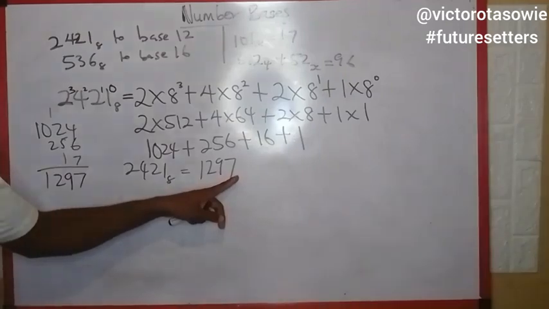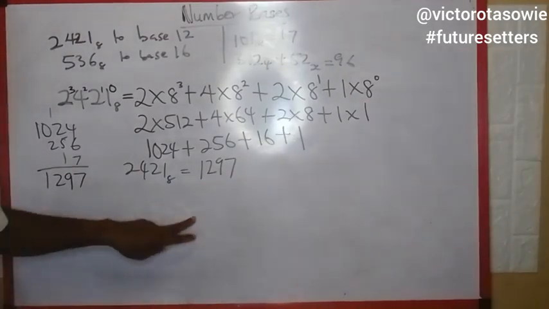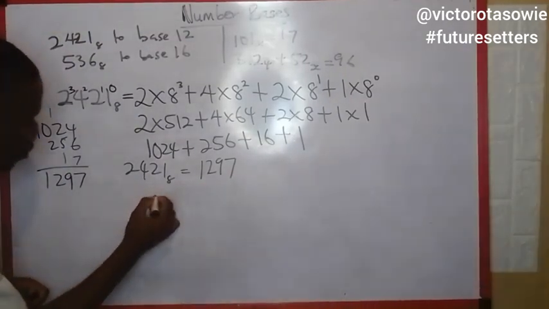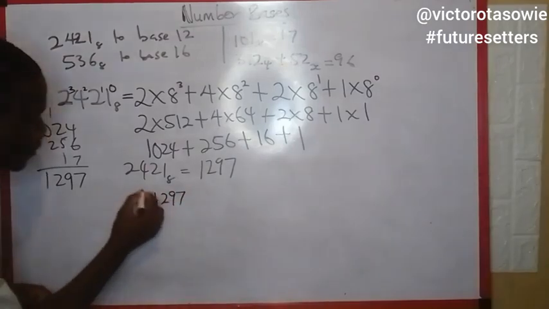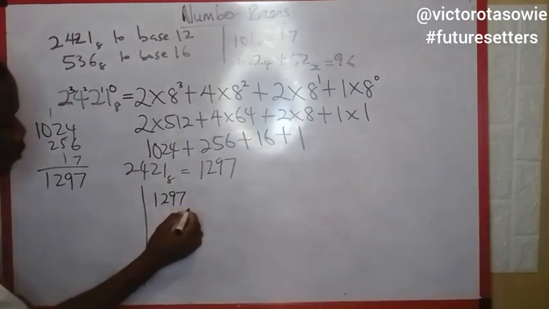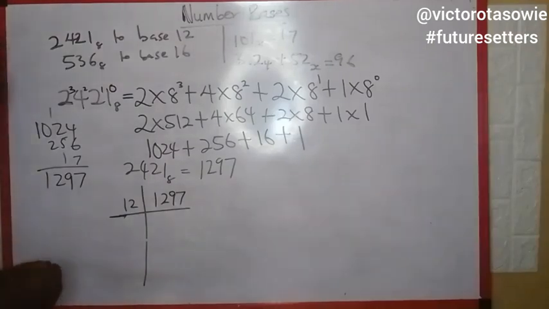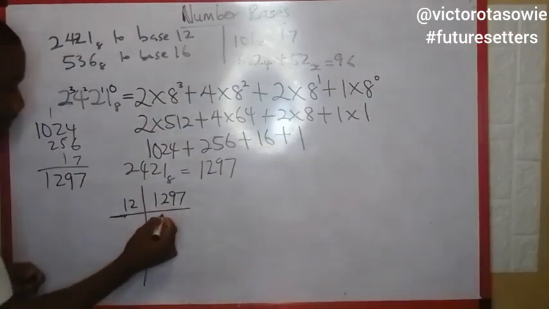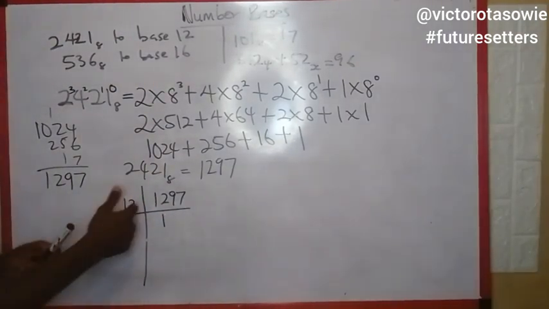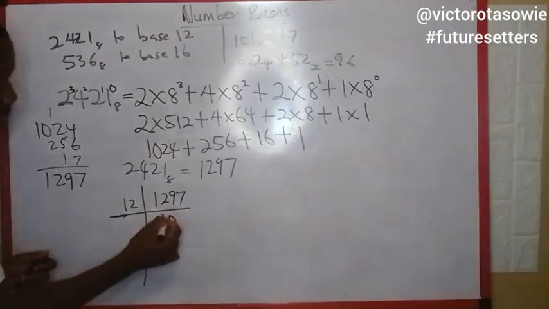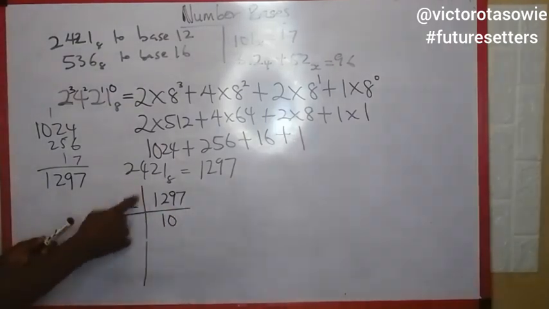No need to indicate 10 here. After doing this, the next step is to convert it to base 12 using the grid method, like my students call it. So 12 into 1 is 0. Can 12 go into 9? No, 0. Then the next step, 12 into 97.